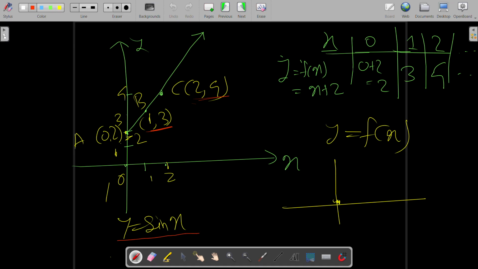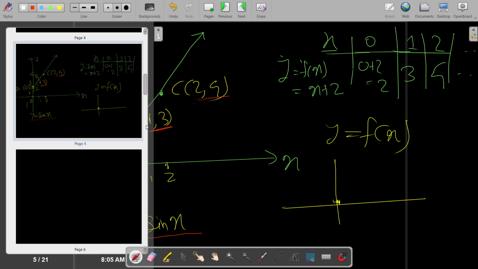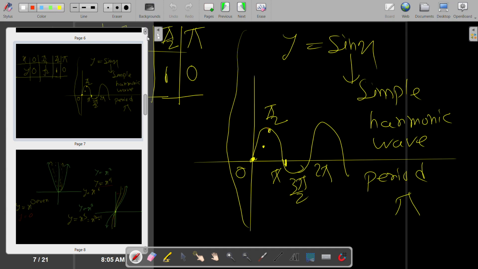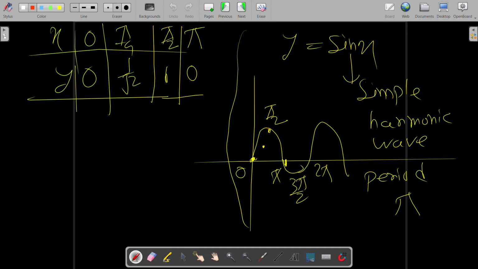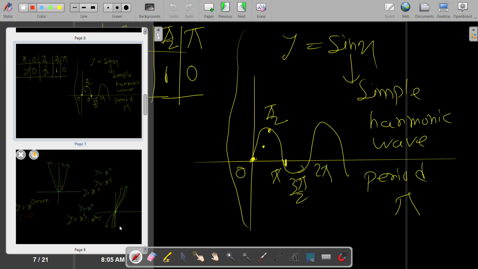In a similar manner we can plot the y equals sin x curve. This is a periodic curve. At x equals 0, sin 0 is 0, at x equals pi by 2, sin pi by 2 is 1, and again at x equals pi, sin becomes 0, at 3 pi by 2, sin becomes 1, and it goes on similarly. This is the harmonic wave, a periodic function.